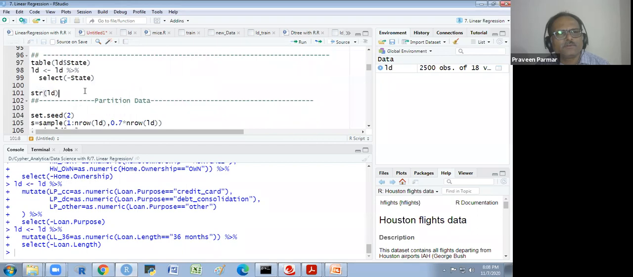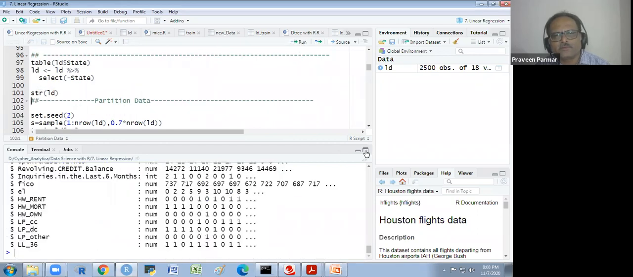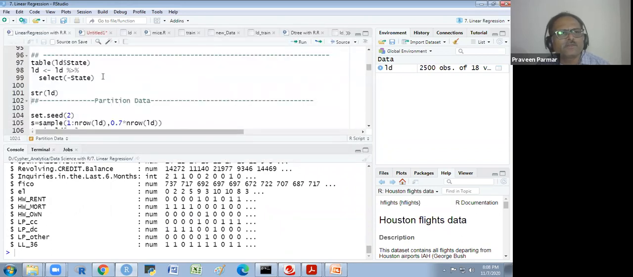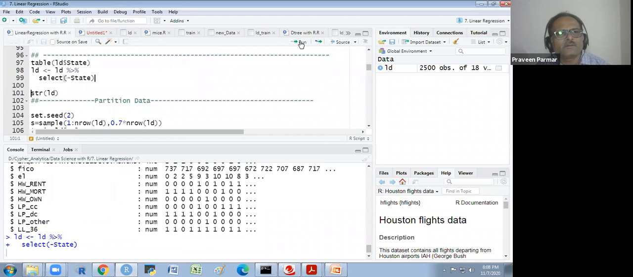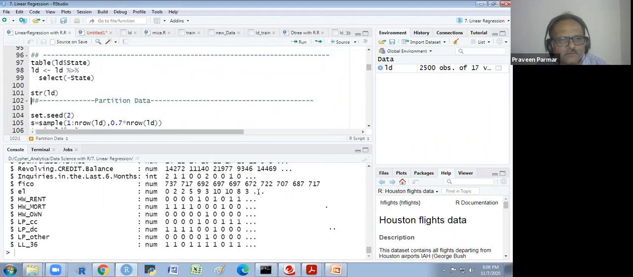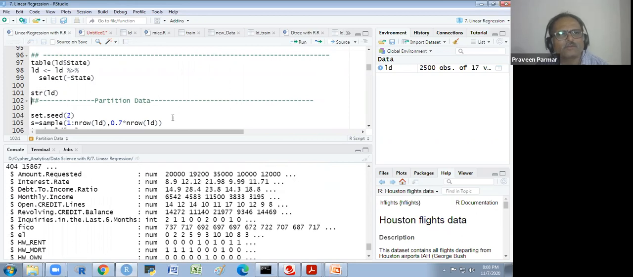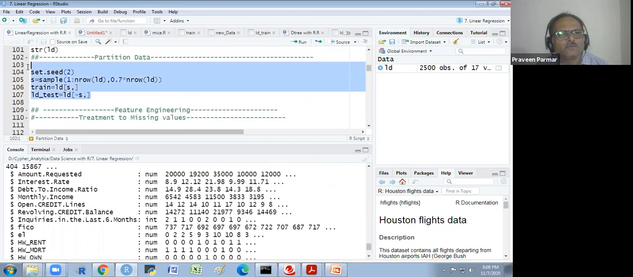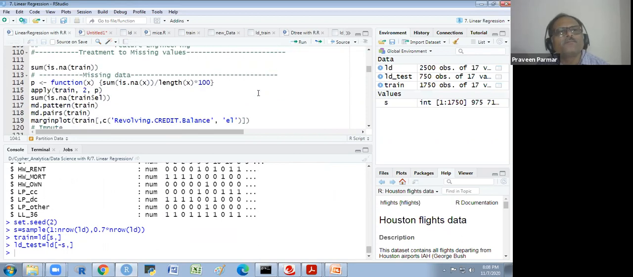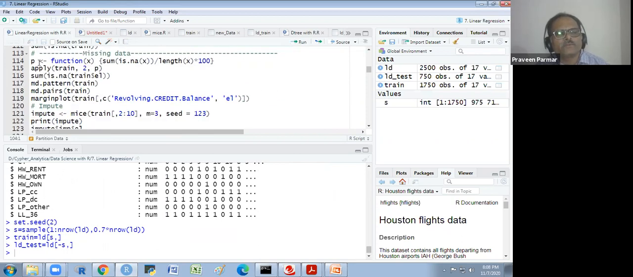So first we see the structure, so we can confirm that this process is done. The state is not removed? State we have to remove here. And then we see the structure. Now it is okay. So now I divide it into parts, and then I process this for the training data.